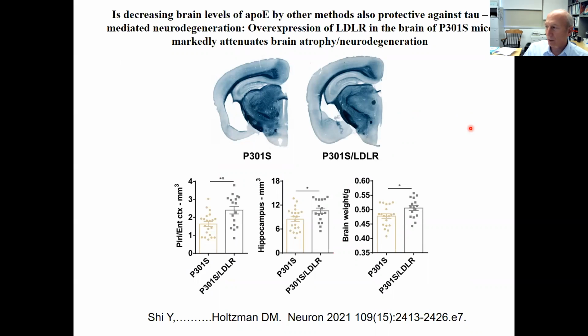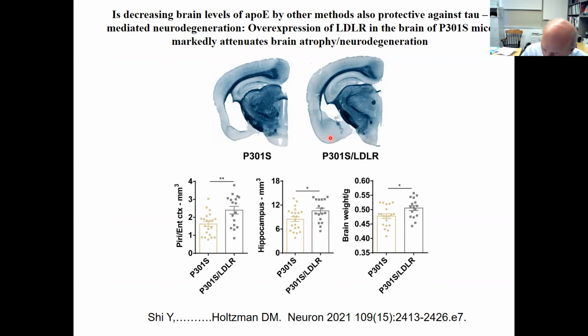Other evidence that lowering APOE could be protective is shown here. Again, these are experiments done by Young Shi, where we basically took the P3NS mice, in this case expressing mouse APOE, and we simply crossed them to mice that overexpress the LDL receptor in the brain. We know that these particular mice have about 90% lowering of extracellular APOE. And when we did that, there was, again, a very strong protective effect against tau-mediated neurodegeneration.